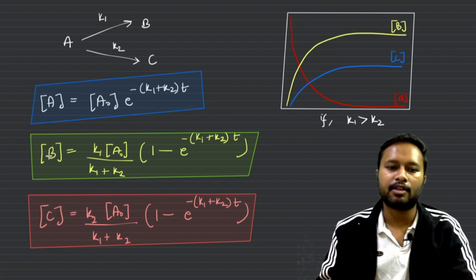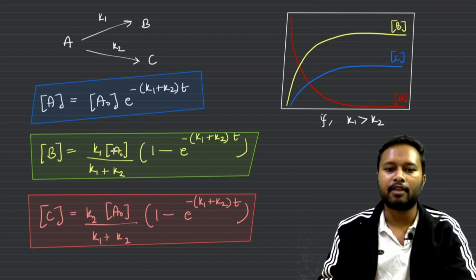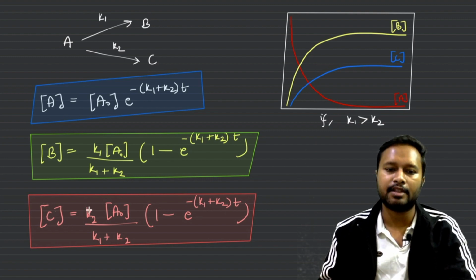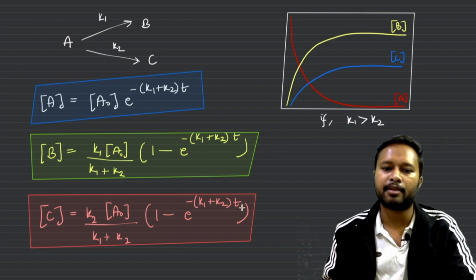The second equation is for the concentration of B at a certain time t, so it will be K1 A naught upon K1 plus K2, into 1 minus e to the power minus (K1 plus K2) into t. The third one is the concentration of C, which is K2 A naught upon K1 plus K2, and in the bracket it's 1 minus e to the power minus (K1 plus K2) into t.